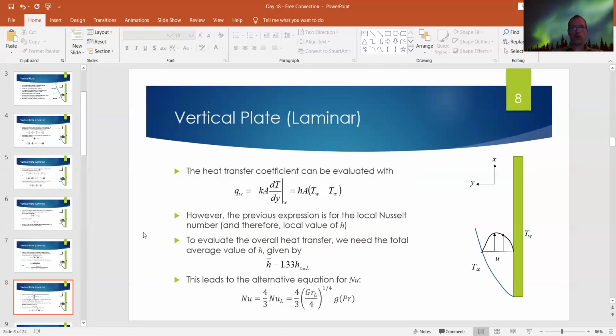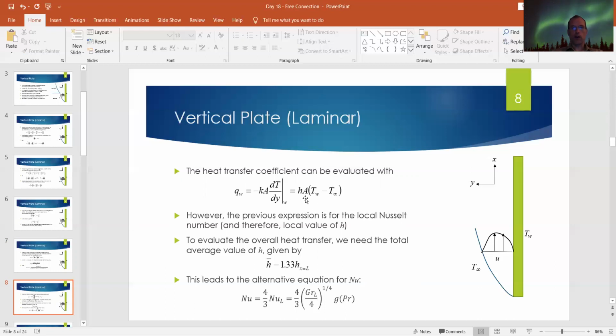As usual, for the heat transfer coefficient, q at the wall, I can take the energy balance between the energy being conducted through the wall and the energy being convected away by this free convection. So minus k A dT/dy at the wall is h A (T wall minus T infinity).